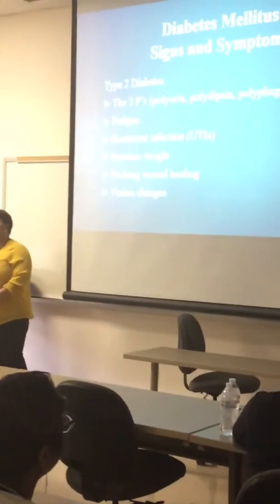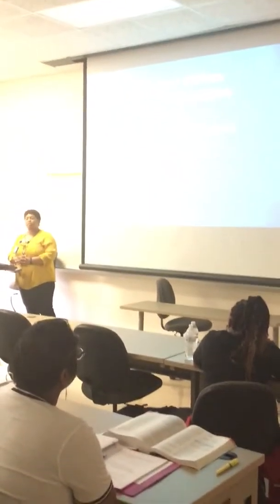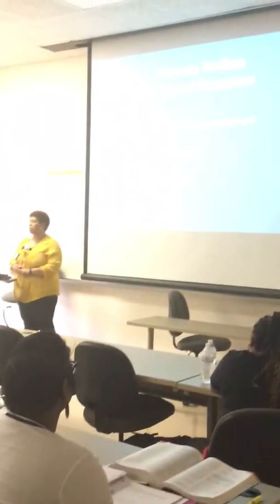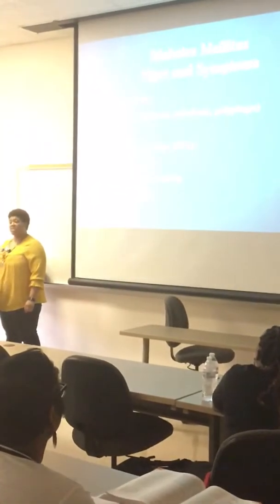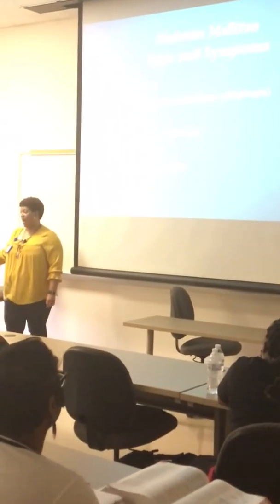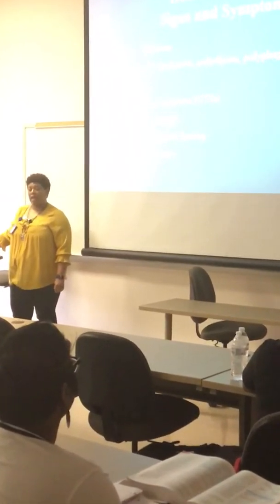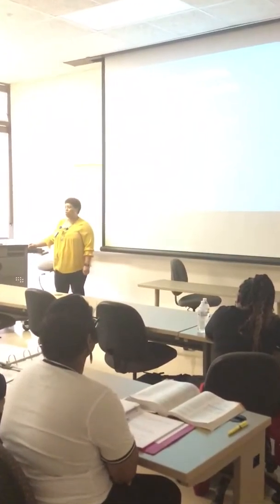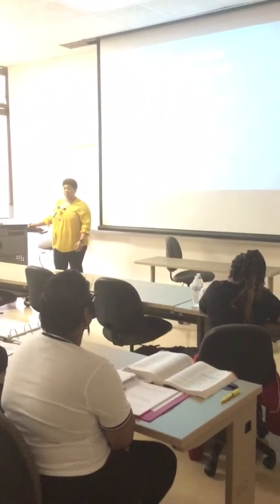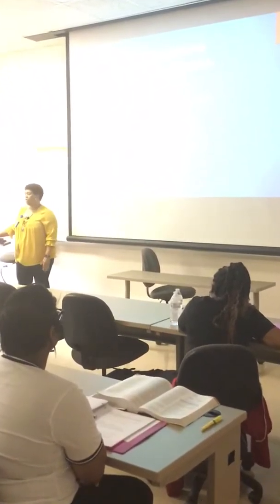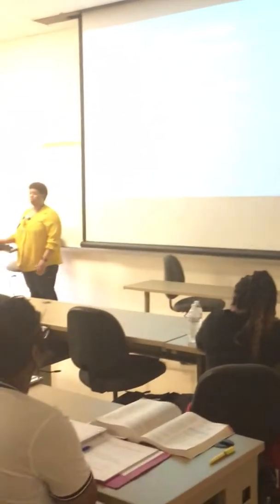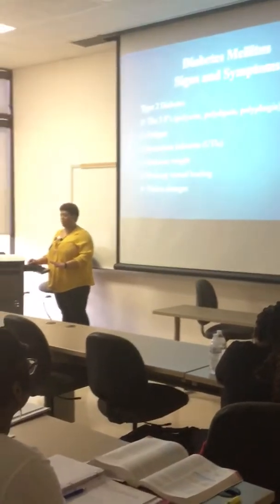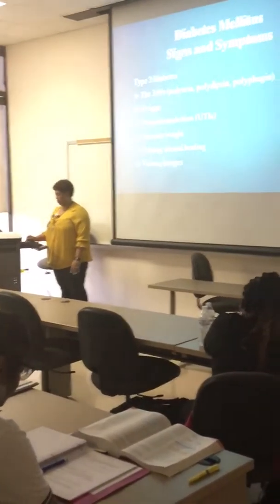Moving on to type 2 symptoms, we still have the 3 P's, which are polyuria, polydipsia, and polyphagia. But in addition, we have fatigue. The person may have recurrent infections such as UTIs, increased weight gain, prolonged wound healing where they don't heal like you or I would heal, and visual changes where their vision is changing on them. They can develop glaucoma and other disorders.